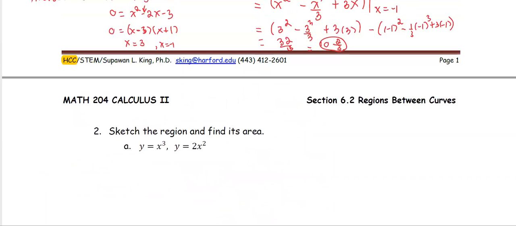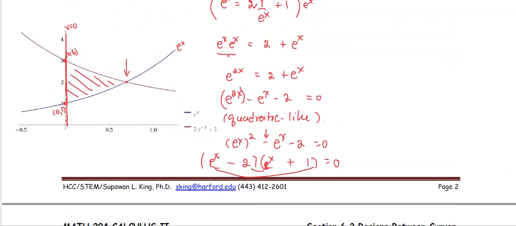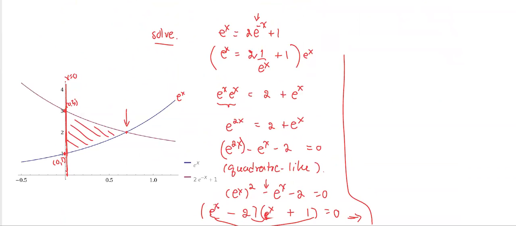After that, we can solve for x. For the first factor, we have e^x minus 2 equals 0. The second one, we have e^x plus 1 equals 0. Solving the first one, e^x equals 2, or x equals natural log 2. The second one, e^x equals negative 1.